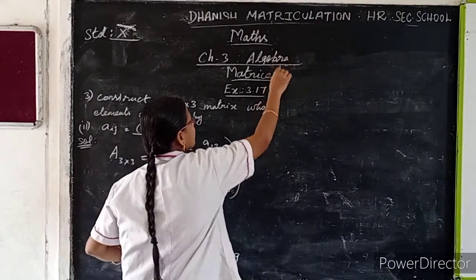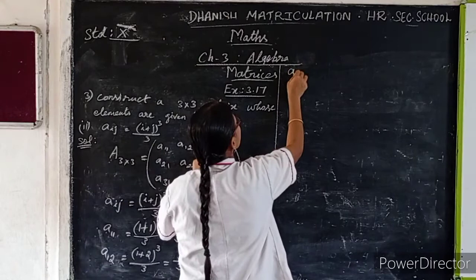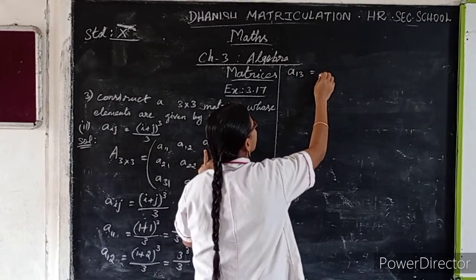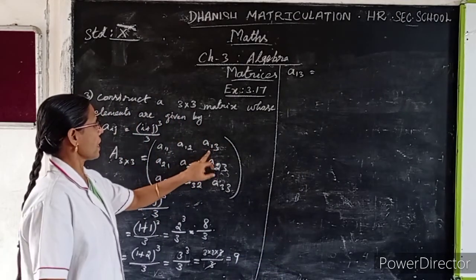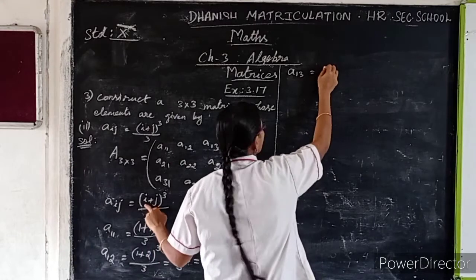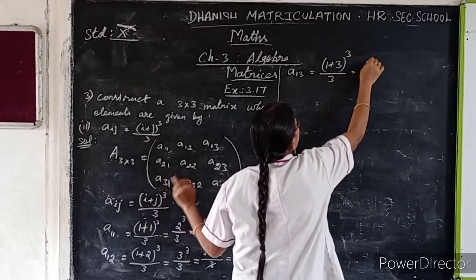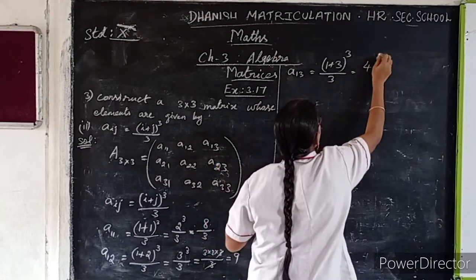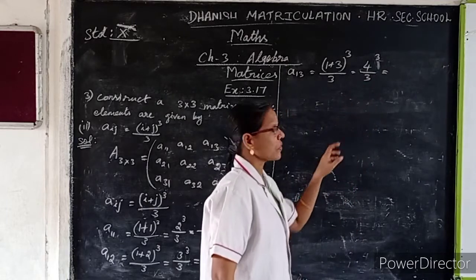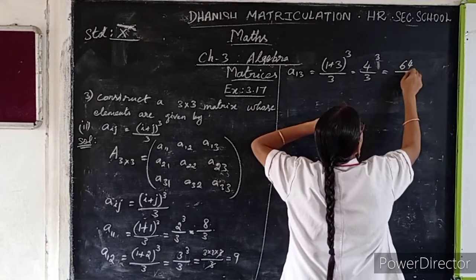Next find A13. I is 1, j is 3. Substitute I as 1, j as 3. So 1 plus 3 whole cube divided by 3. So 4 cube by 3. 4 cube is 4 into 4 into 4. 4 4s are 16. 16 4s are 64 divided by 3.